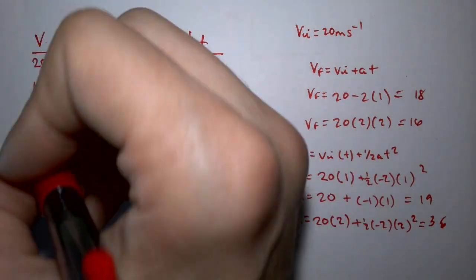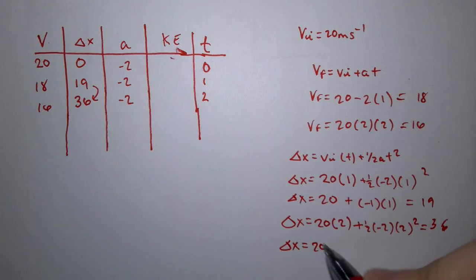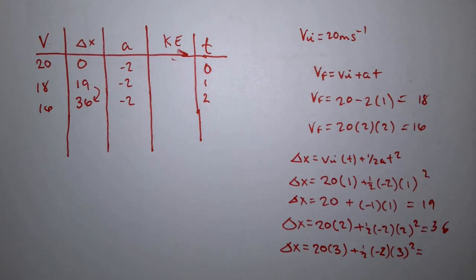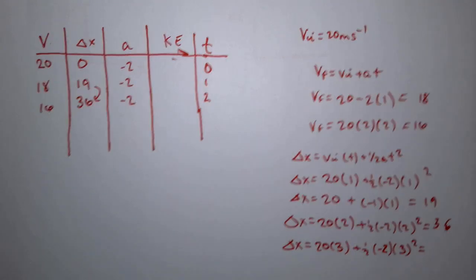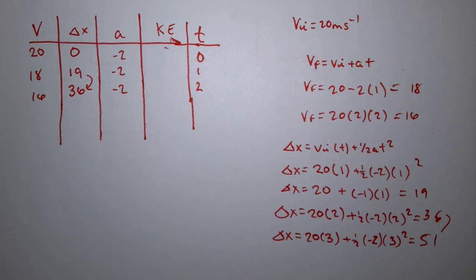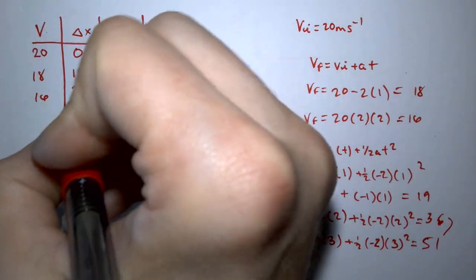Okay, so let's do it again. We have delta x is equal to 20 times 3 plus 1/2 of negative 2 times 3 squared, which is equal to 20 times 3 plus minus 9, which is going to equal 51. Okay, so what happened here? What is 51 minus 36? It's only 15. So we're at 51 here.